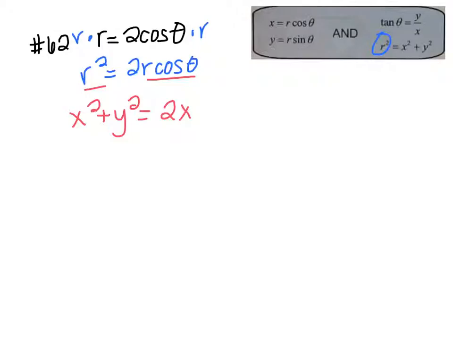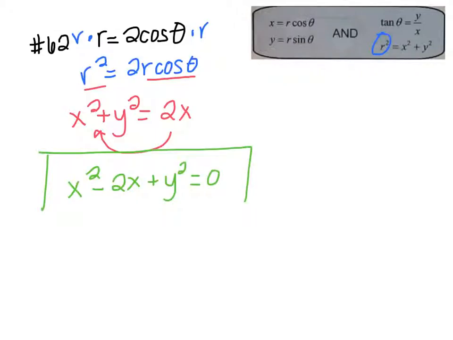What I'd like is to have it equal 0, so let's move this over right here by subtracting it. Therefore, my final equation will be x squared minus 2x plus y squared equals 0. Now, if we look at this equation, x squared and y squared are both positive. Therefore, I have the shape of an ellipse.